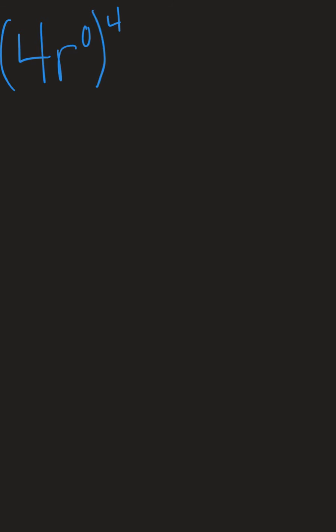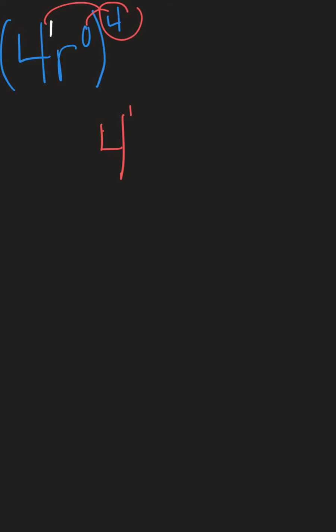Another example is 4 times r to the power of 0 raised to the fourth power. Now, a really important thing to note is that when we are dealing with a power of a power rule, the power is going to essentially distribute to every exponent inside. Now, the coefficient 4 does not have an exponent written, but we imagine there is a 1 for the exponent there.